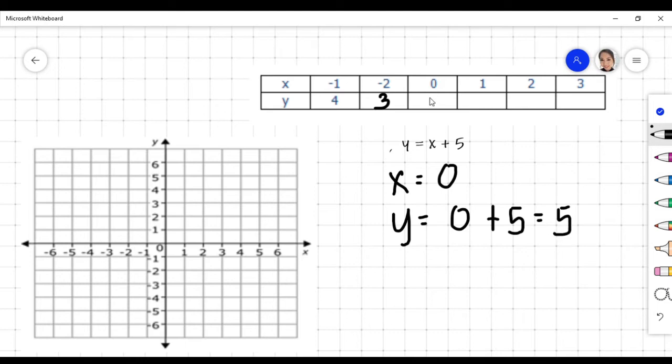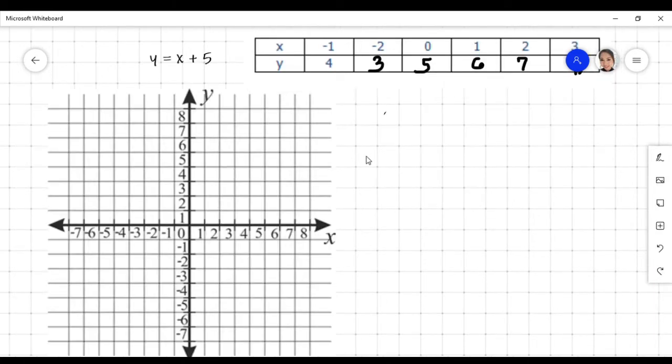Okay? So, if we will just continue the process, kung ipapatuloy natin yan, if x is 1 naman, so 1 plus 5, y is 6. If x natin ay 2, so 2 plus 5, that is 7. If x is 3, so 3 plus 5, that is 8.